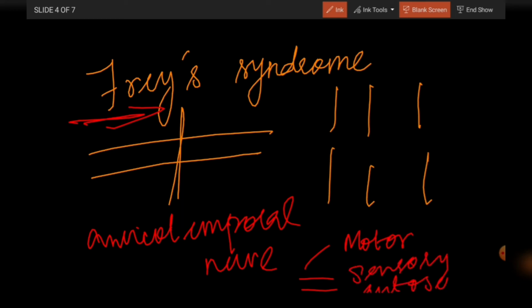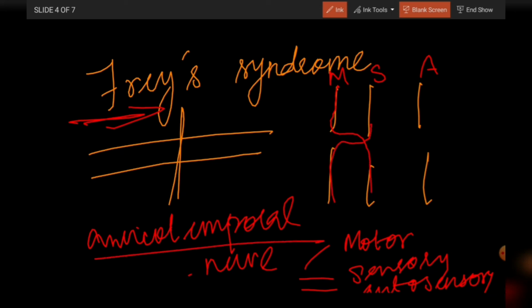So while regenerating, the motor fiber may grow into the sensory fiber, and the sensory may grow into the motor. So following an auriculotemporal nerve lesion, if this happens, we will have Frey syndrome. So we will have altered sensation and paresthesia.